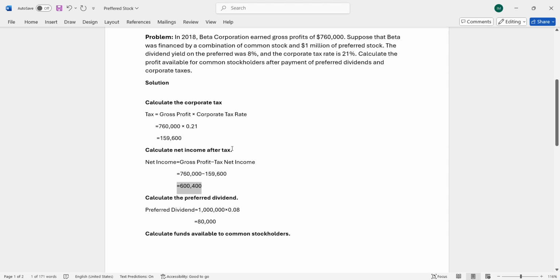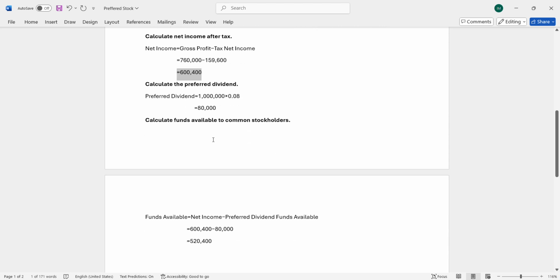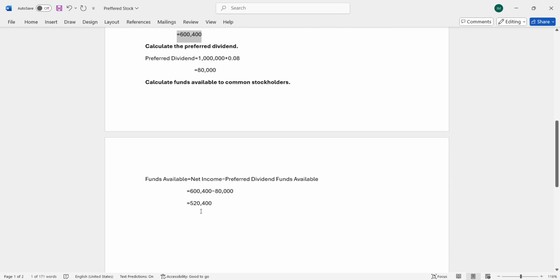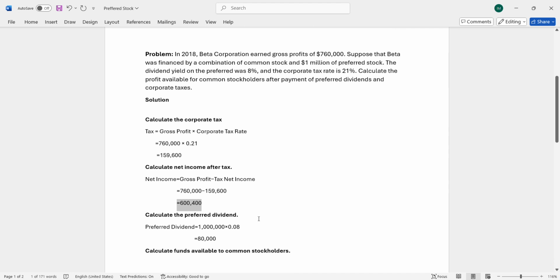So now we have to pay this net income first to the preferred stockholder, right? For the preferred dividend, we have to pay 8%. Our preferred stock is 1 million, so the dividend should be 1 million multiplied by 8%, that is $80,000. From our total net income, we have to pay this $80,000 to the preferred stockholder, and then the remaining amount is available for our common stockholder, 520,400.